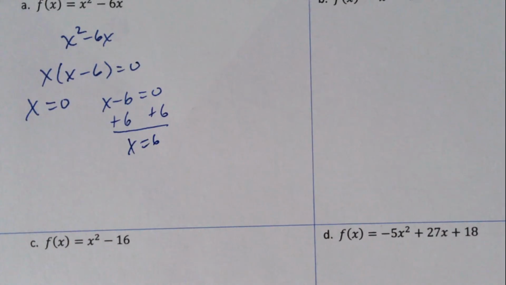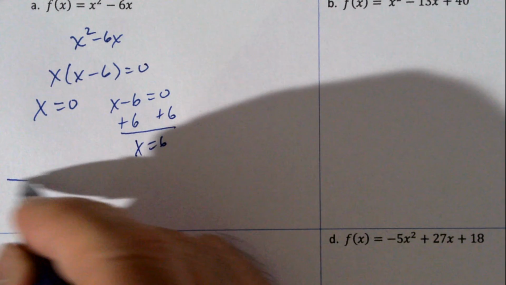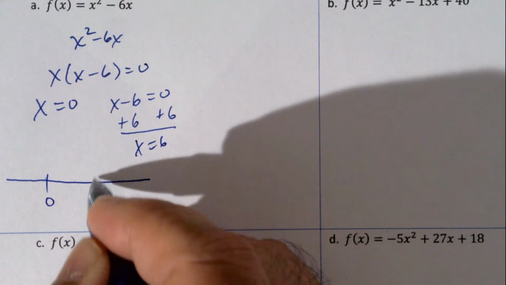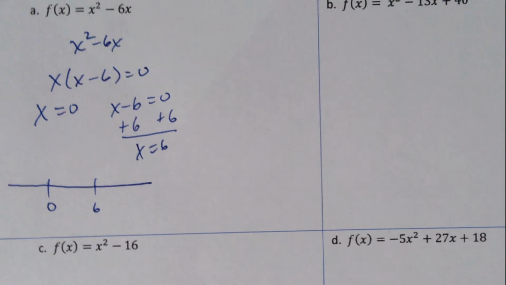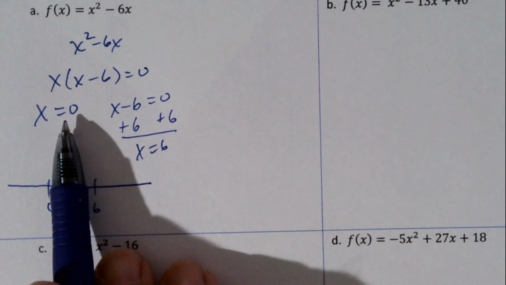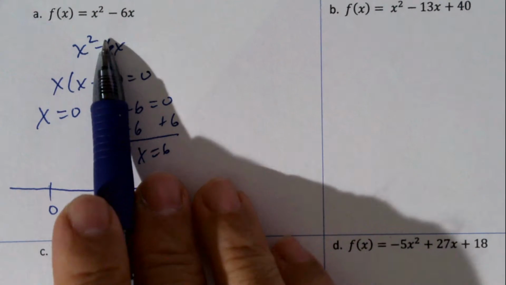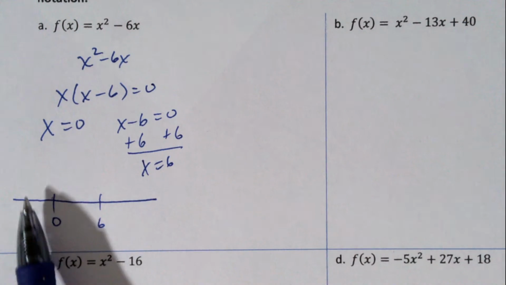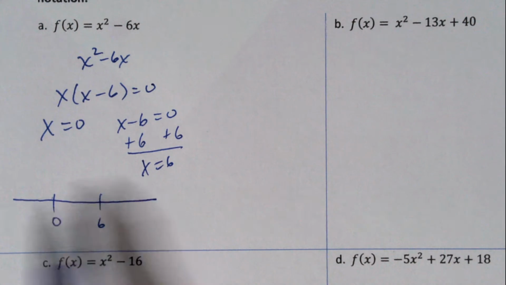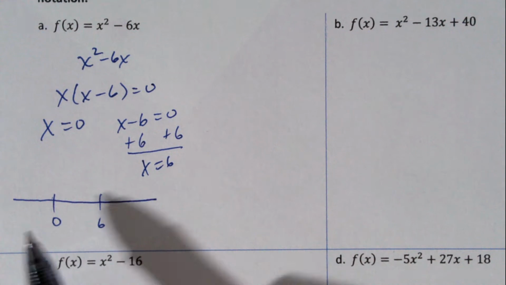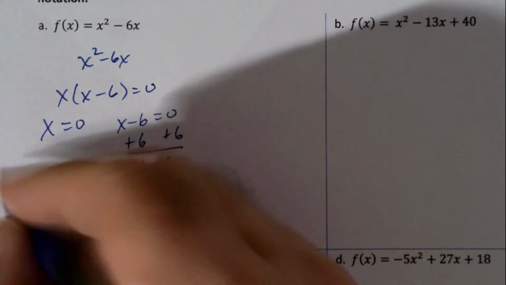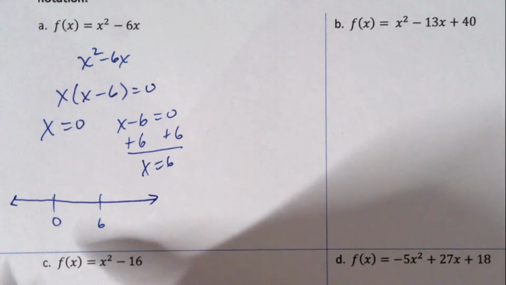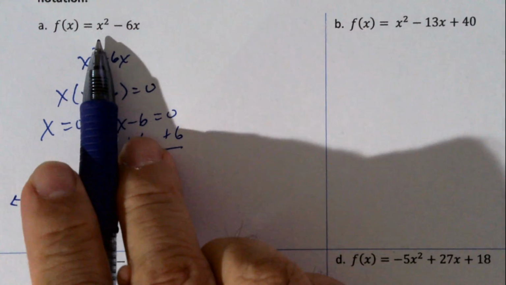Now we're going to draw a number line with 0 and 6, and we're just going to plug in numbers. These are the values where the function turned to 0, and in between them, or on the other parts, it's going to tell us whether it's positive or negative. So pick a number left of 0, which is negative 1, and plug negative 1 into here.